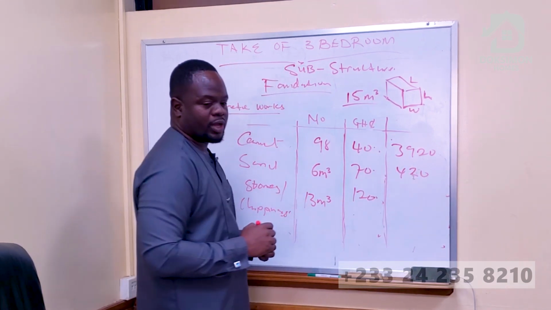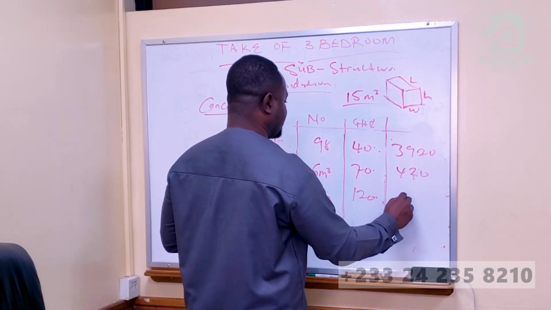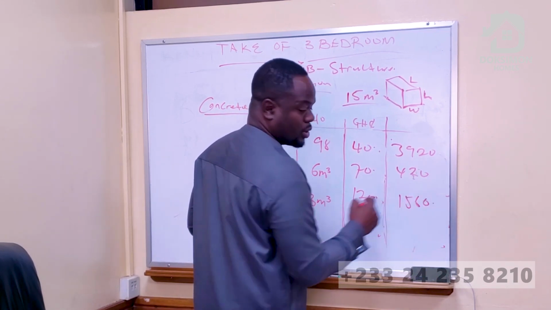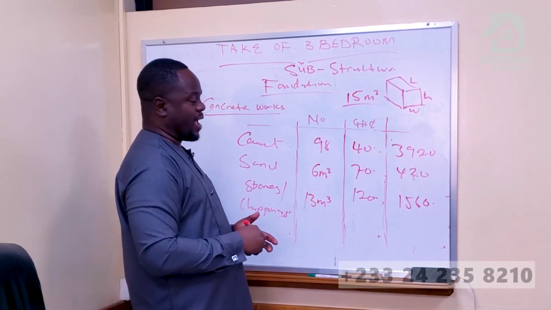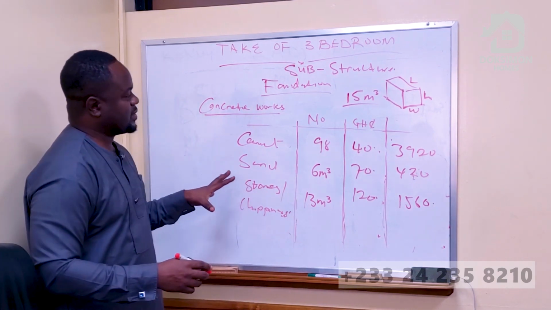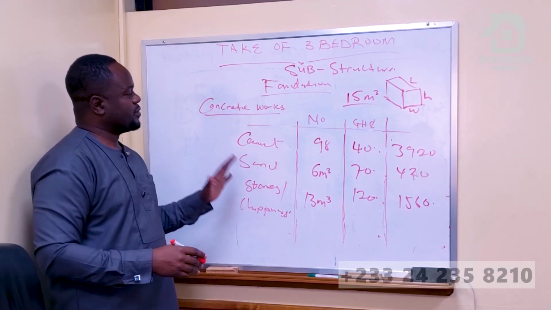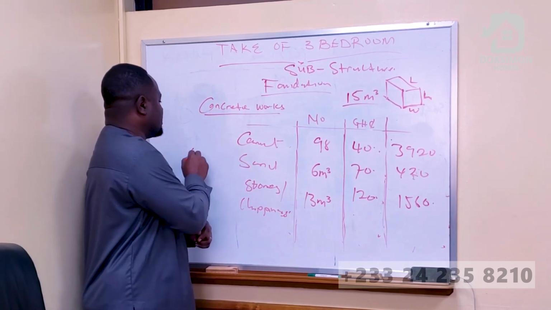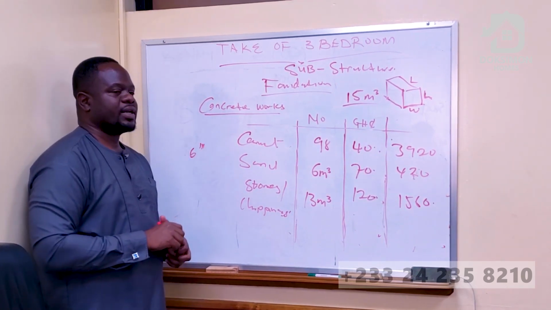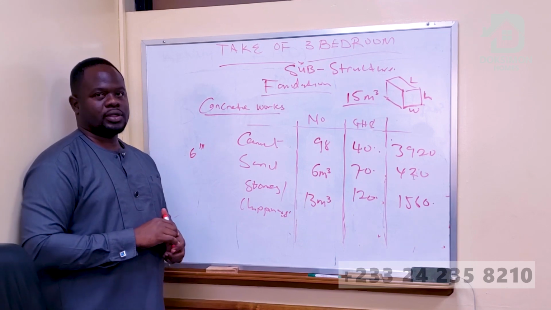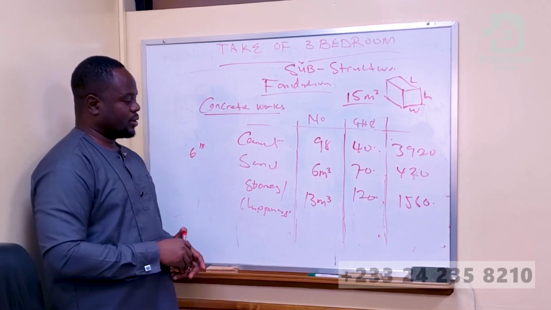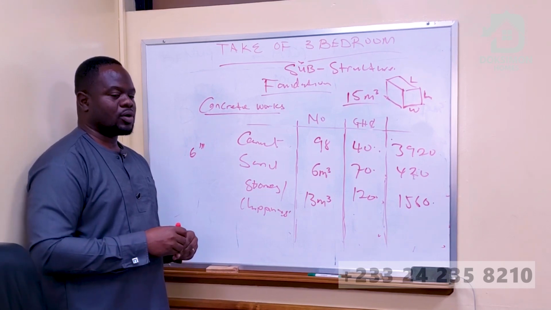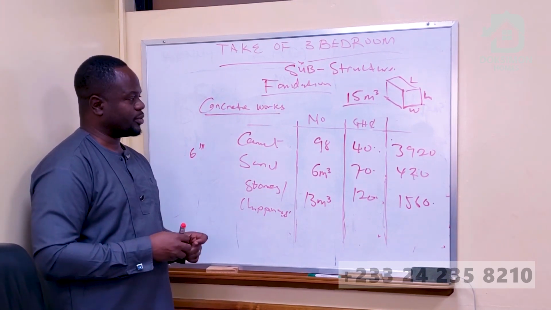420. We have 1560. Okay, 1560. So this gives you an assurance that you are going to have 6 inches thickness of your concrete, wherever you may find yourself.